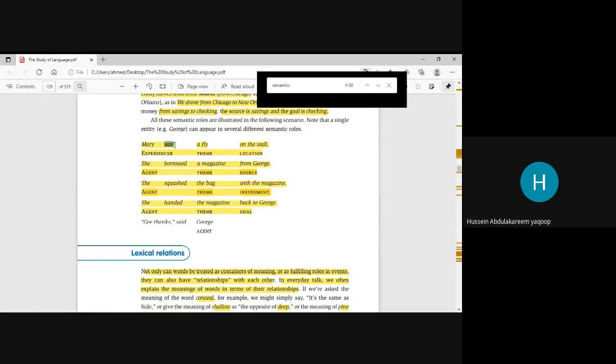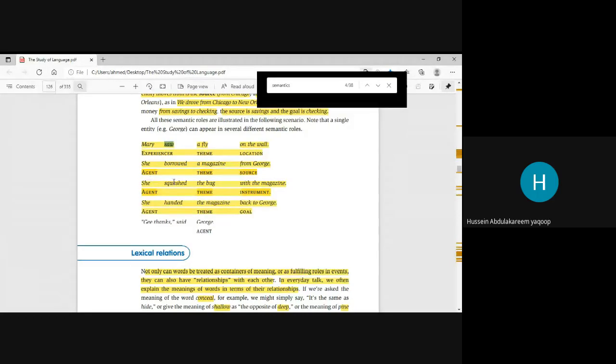So here we need to be careful to differentiate between a word when it comes as a subject or an agent, and as an experiencer. The theme, which is the object, is the fly on the wall, the place. Now, the second one: she borrowed a magazine from George. From whom? From George. So the source of that magazine is George.